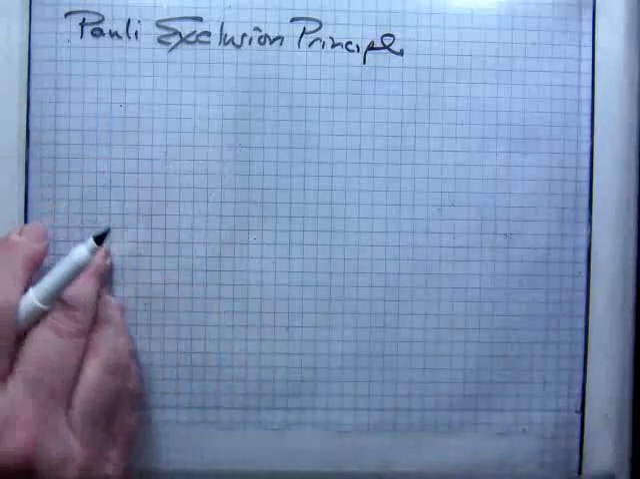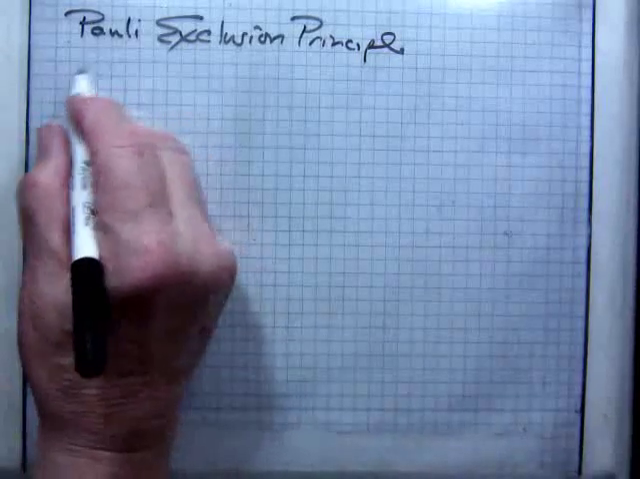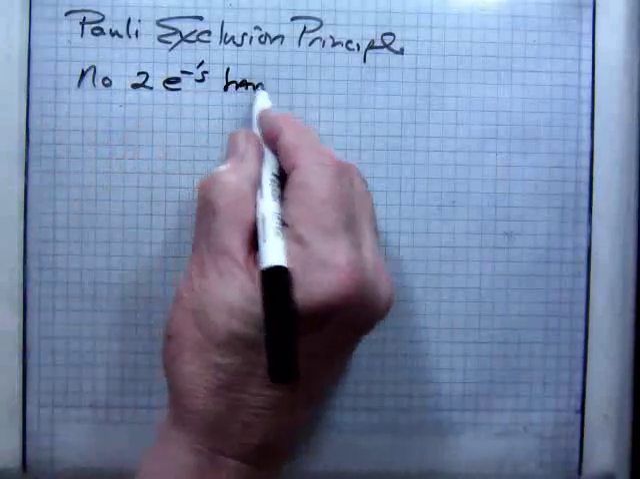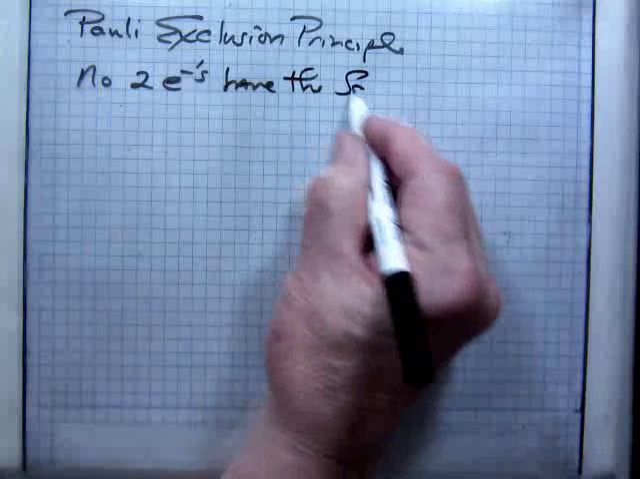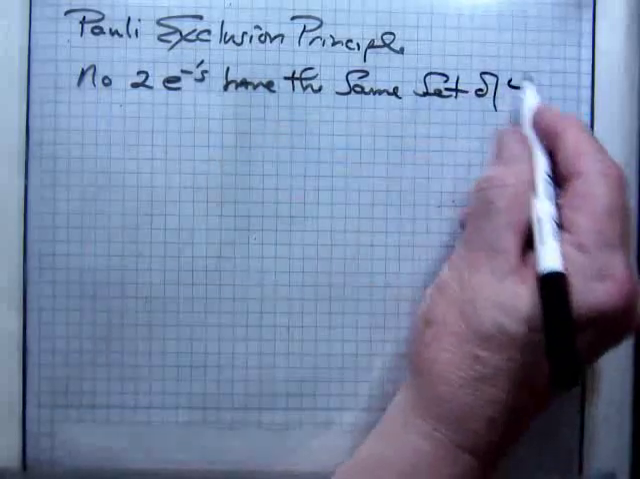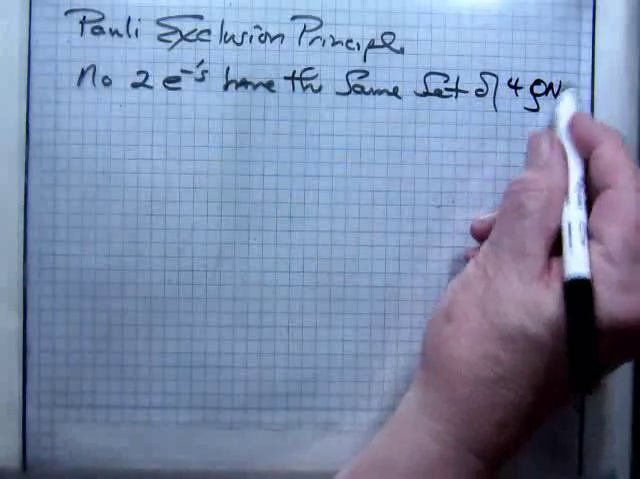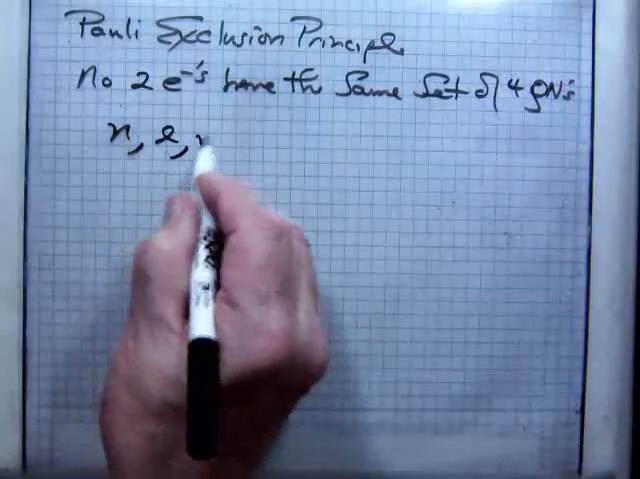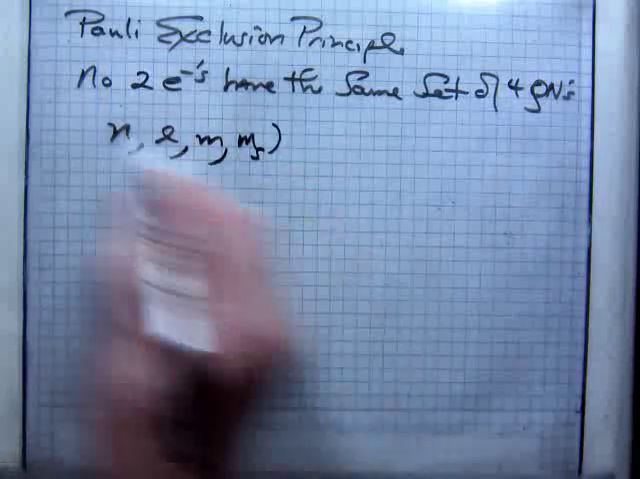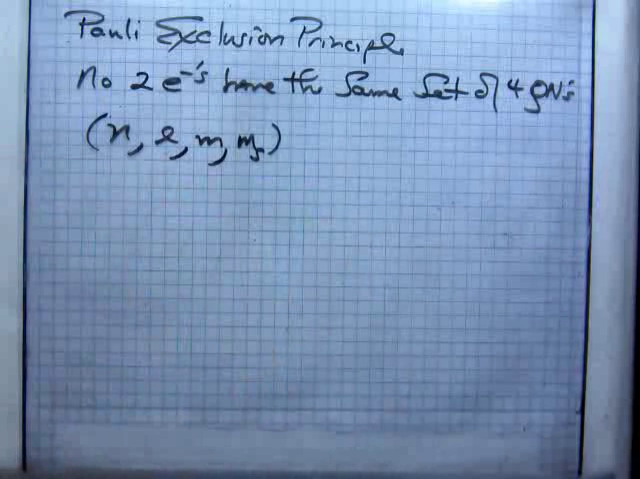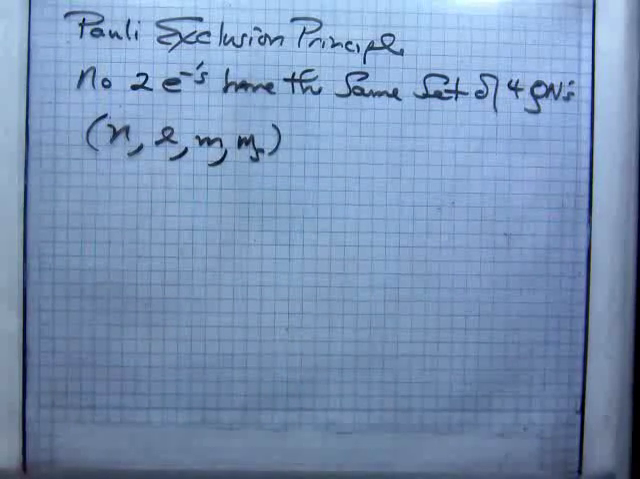The Pauli exclusion principle says no two electrons have the same set of 4 quantum numbers: n, l, m, and m sub s. Each electron has its own set of 4 quantum numbers. Well, how do you define that?